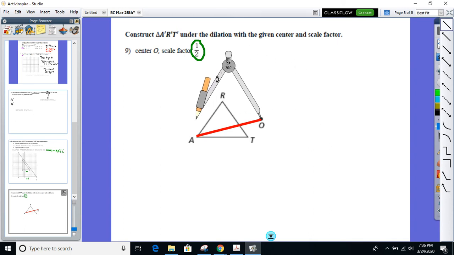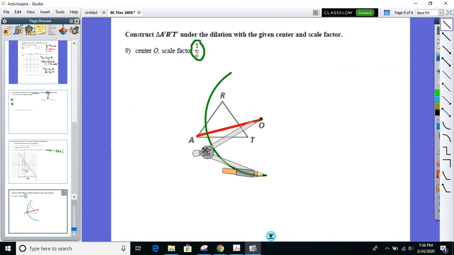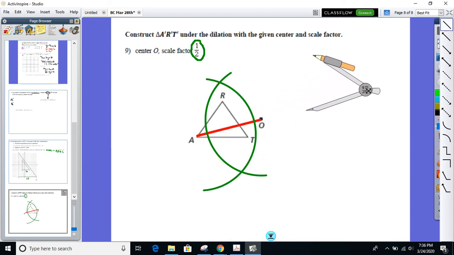Put your compass point on one of the endpoints. Open it up more than halfway. Swing it. Go over the other endpoint. Swing it again. Line up your straightedge.